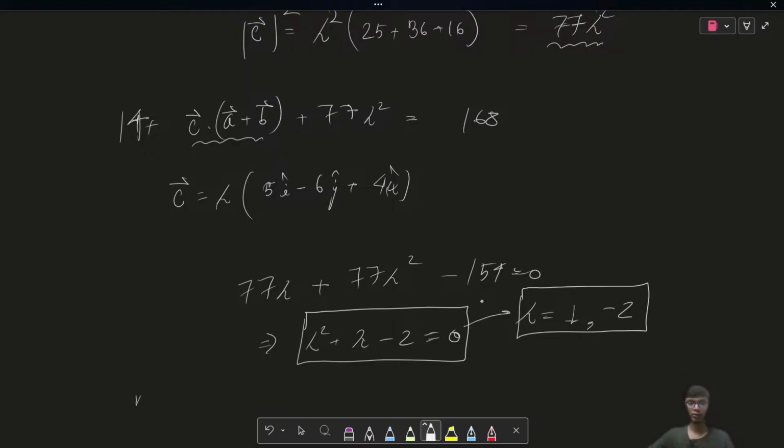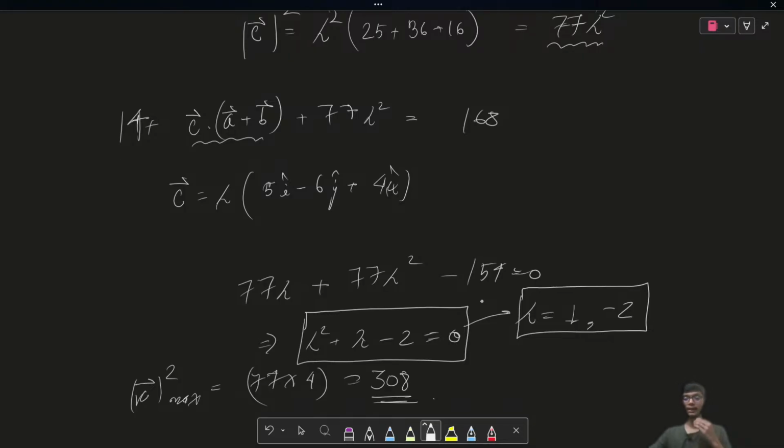So from here, what I can comment is that the maximum value of lambda square will be obtained when I put the value of lambda as minus 2, and it will be 77 times 4, which is equal to 308. So this is going to be the final result. I hope this is clear to all of you. Okay, is this part clear?